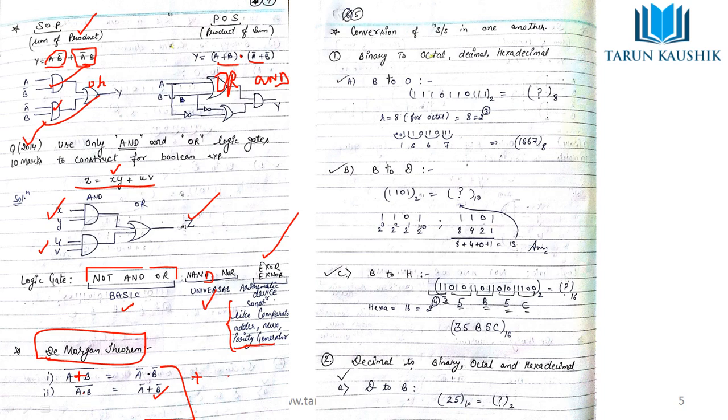Now a very important topic comes: conversion of one number system into another. For example, if a binary number is given, and we are required to convert it into various other forms like octal, decimal, hexadecimal, and so on. So first we will do binary into octal.